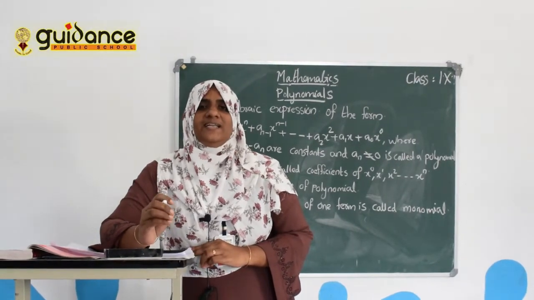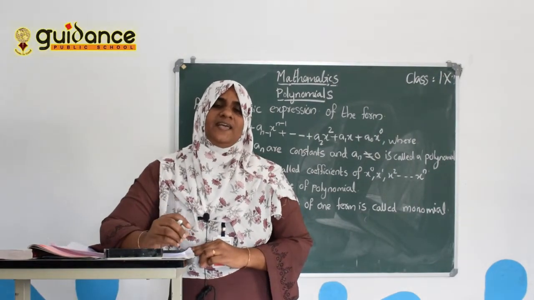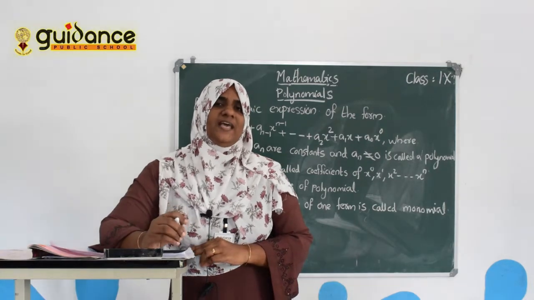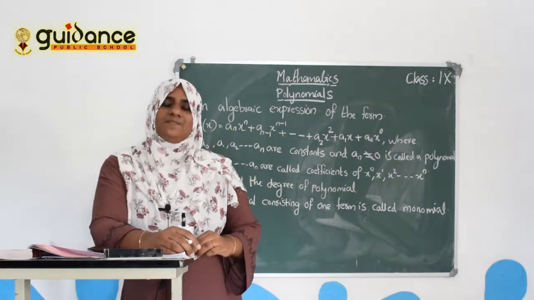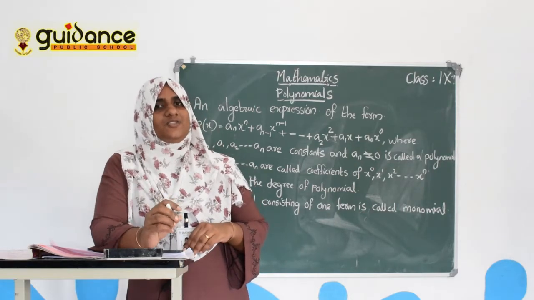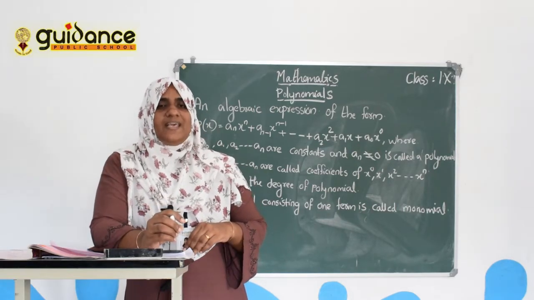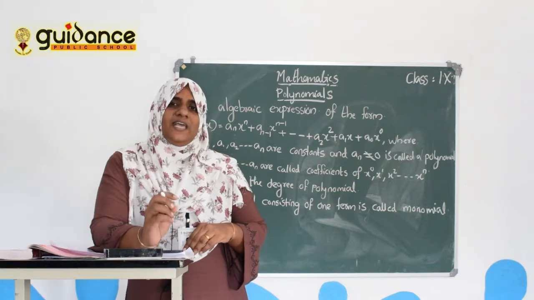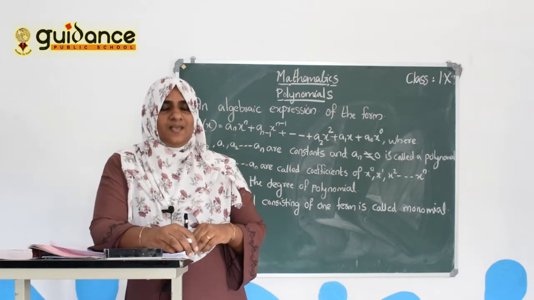Some important identities are: a plus b whole square equals a square plus 2ab plus b square; a minus b whole square equals a square minus 2ab plus b square; and a square minus b square equals a plus b into a minus b.